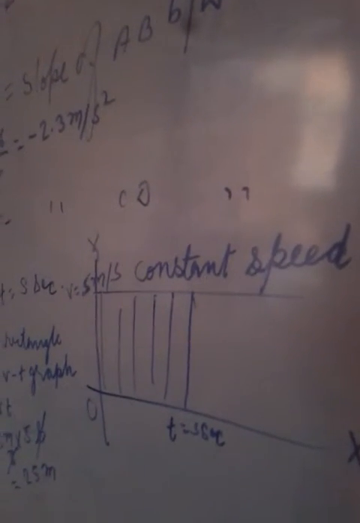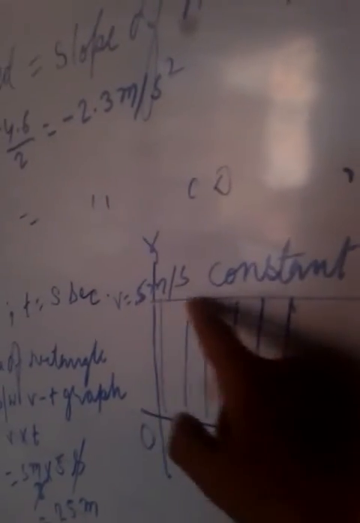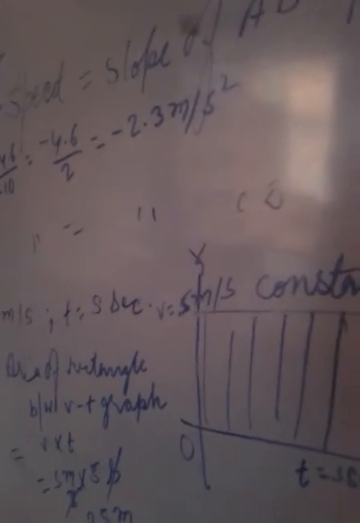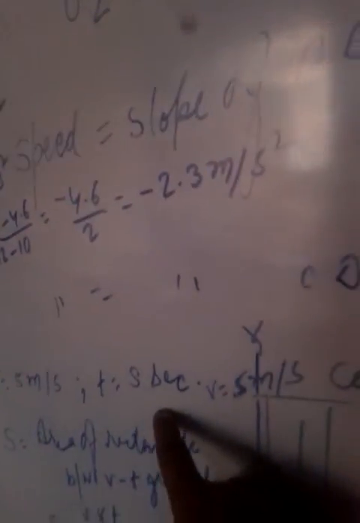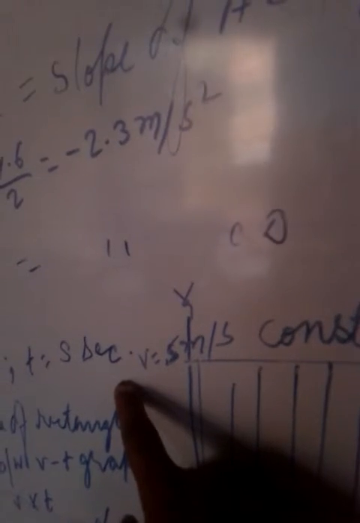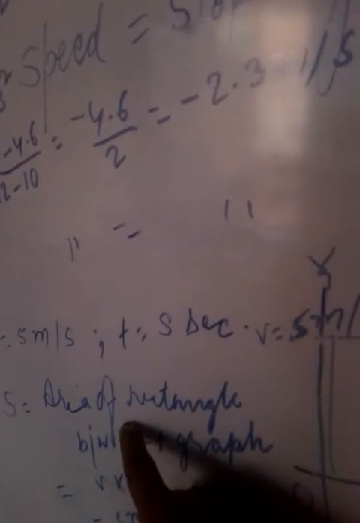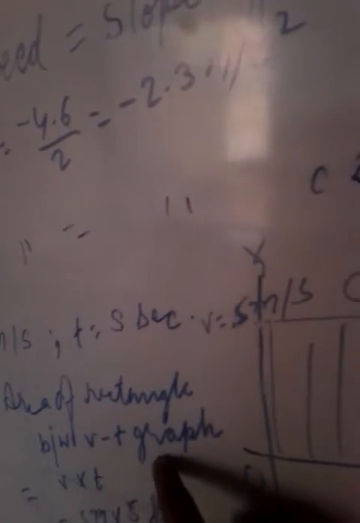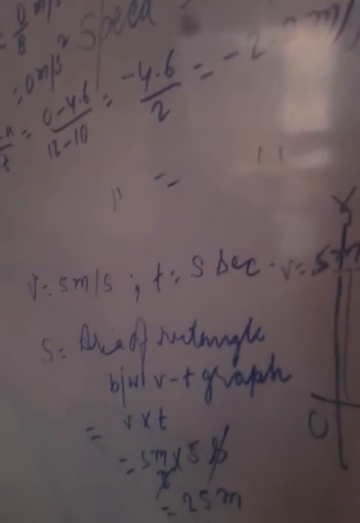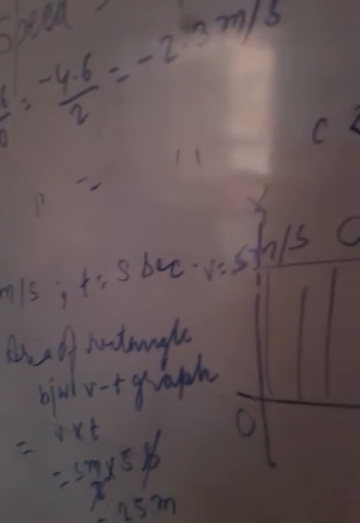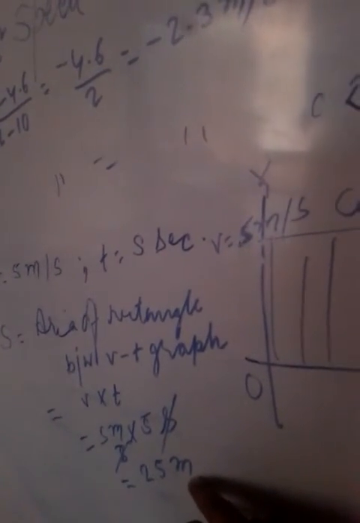In this situation we take out the area of the rectangle formed by the graph in the velocity time graph. Here the speed is given, 5 meter per second, and time is also 5 seconds. Then the distance traveled by the object is equal to the area of the rectangle in the velocity time graph, that is velocity into time: 5 meter per second times 5 seconds. Seconds cancel, 5 times 5 is 25 meter. So the distance traveled by the object is 25 meter.